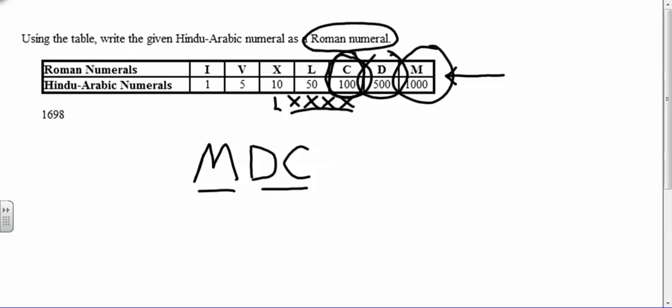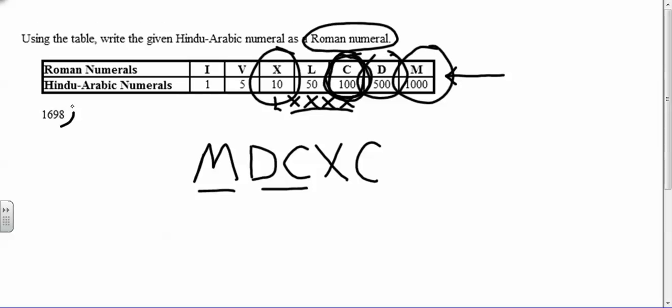So to get 90, what we are going to do is use subtraction by taking 10 away from 100. So we have a symbol for 10 and a symbol for 100, and we want to take 10 away from 100, so we put the smaller symbol first, then the larger, and that tells us to subtract. So 10 taken away from 100 would be 90.